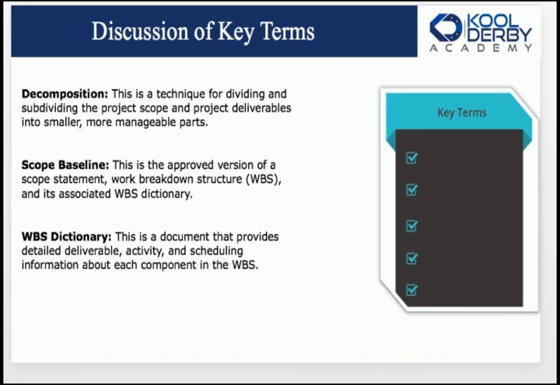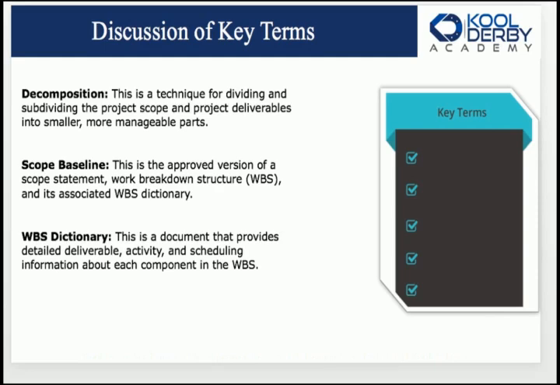Okay, scope baseline. This is the approved version of a scope statement. I would remember that one sentence there, or that part of the sentence. That is the approved version of a scope statement, work breakdown structure, and its associated WBS dictionary. I'll talk to you about the dictionary in a minute, but just know that the scope baseline has three components. Number one, it includes the project scope statement, the work breakdown structure, and the WBS dictionary. So those three items, okay? Scope baseline. This is a question on the exam. There are three components to the scope baseline. That is the project scope statement, the WBS, and its associated WBS dictionary.